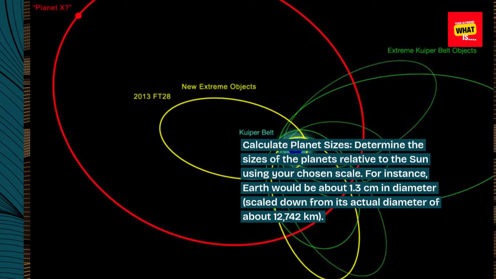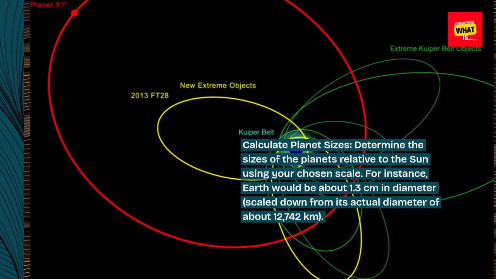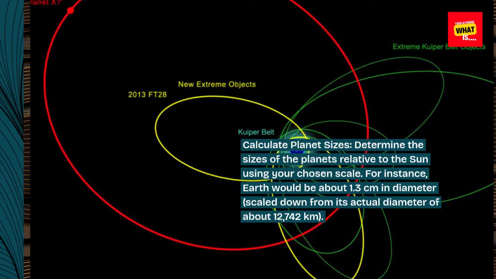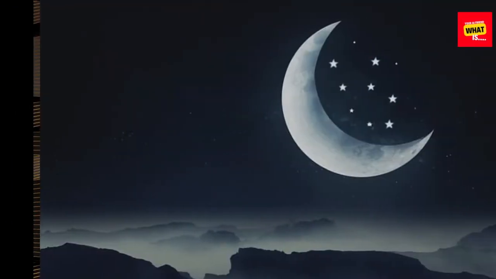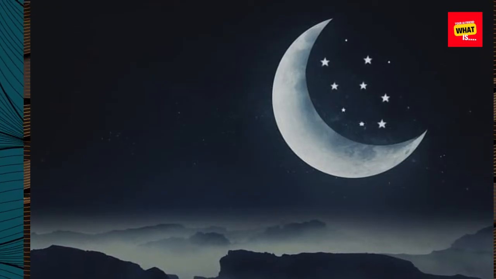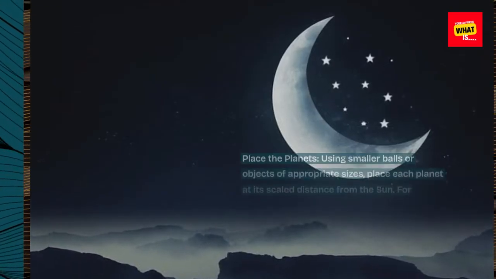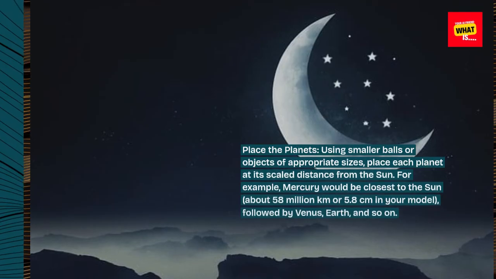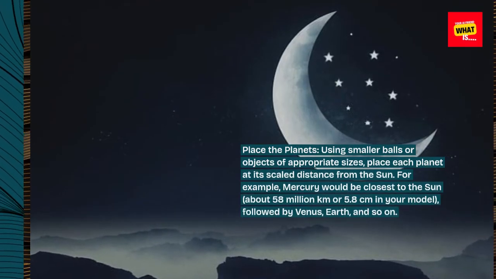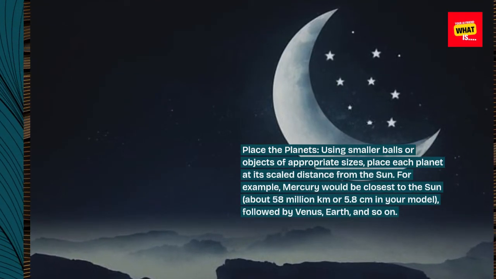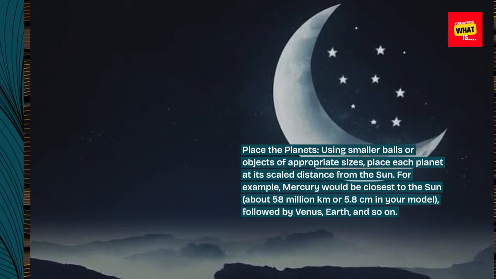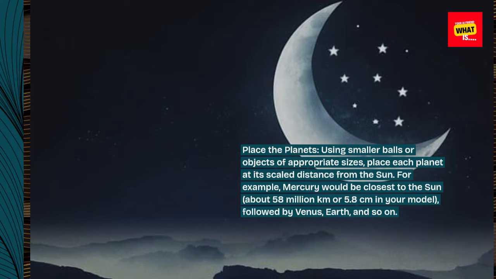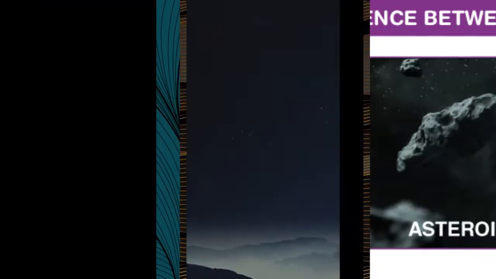For instance, Earth would be about 1.3 centimeters in diameter, scaled down from its actual diameter of about 12,742 kilometers. Place the planets. Using smaller balls or objects of appropriate sizes, place each planet at its scaled distance from the sun. For example, Mercury would be closest to the Sun, about 58 million kilometers or 5.8 centimeters in your model, followed by Venus, Earth, and so on.